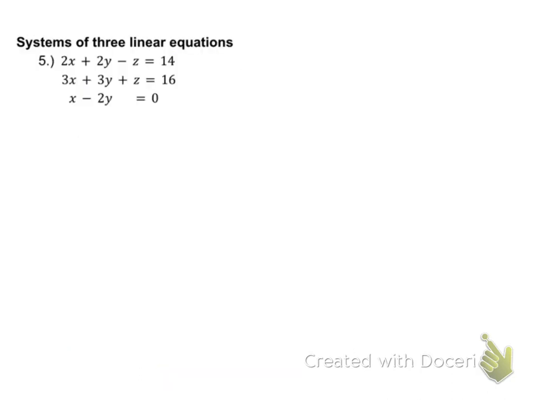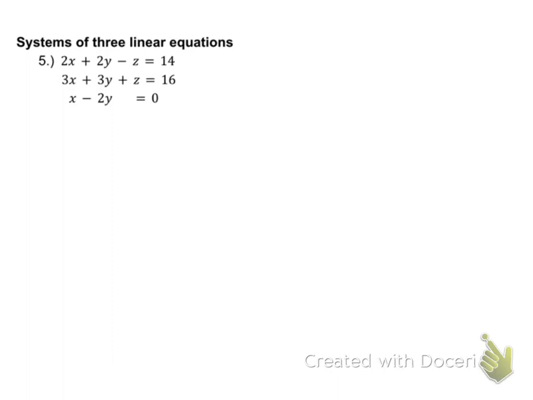Now we're moving on to systems of three linear equations. Ladies and gentlemen, if I covered up the z stuff, x's and y's, you would be like, hey, I've seen this before. I've done this before. We've used elimination or substitution. Today we've got three equations and three unknowns. We've got x, y, and z.